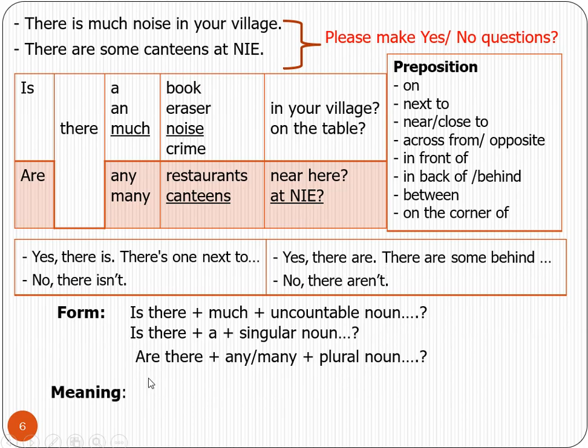Meaning. The meaning, for example, just say "is there" in Khmer. Is there much noise in your village? Also, are there any restaurants near here? Okay, "is there" in Khmer.